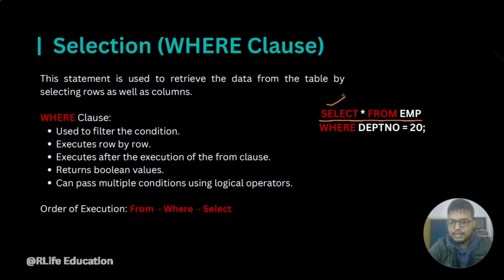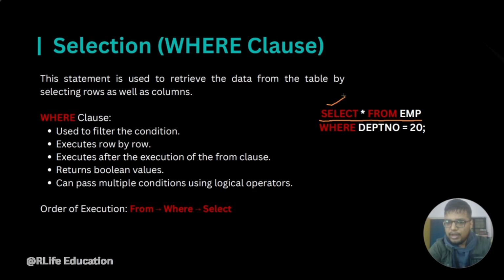But here in selection, we are going to validate that. We assign some condition, and it verifies whether the condition we provide in the where clause is satisfied. If it is satisfied, then it shows the result. In selection, we basically use the where clause. We use the where clause whenever we have to execute some condition. Say we want the data where the employee's department number is 20.